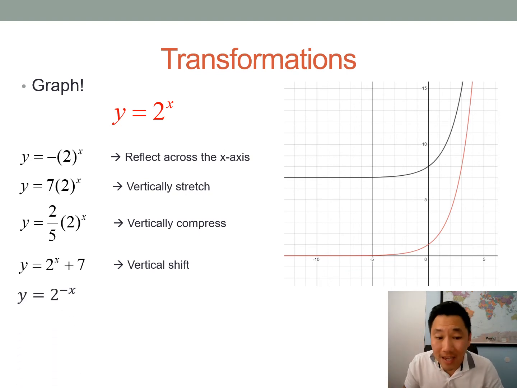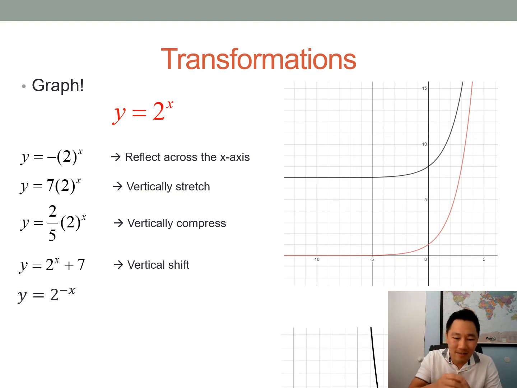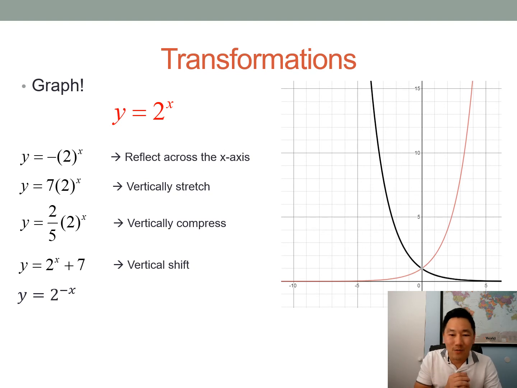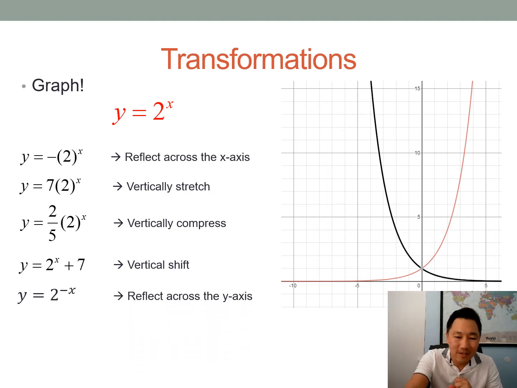Ooh, let's look at the exponent. What happens when you play with the exponent? What if I make the exponent negative? I wonder what's going to happen there. There's what it looks like. It's in black. The red is always the original one. All right, so what happens? It is reflected across the y-axis. So it just flips across the y-axis when the negative is in the exponent.